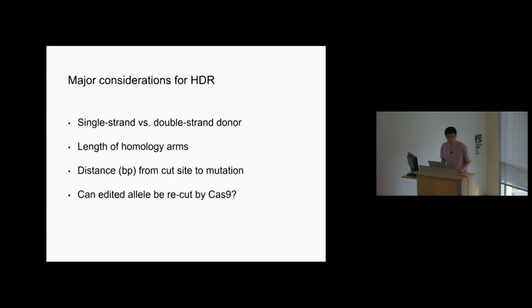So some of the major considerations for HDR are whether to use a single-stranded or double-stranded donor, how long of a homology arm should be included, how far away from the cut site the mutation can be in terms of the number of base pairs, and whether or not the edited allele can be recut by Cas9.